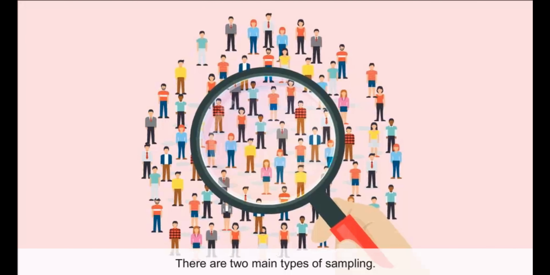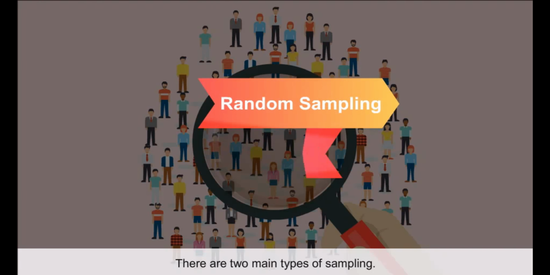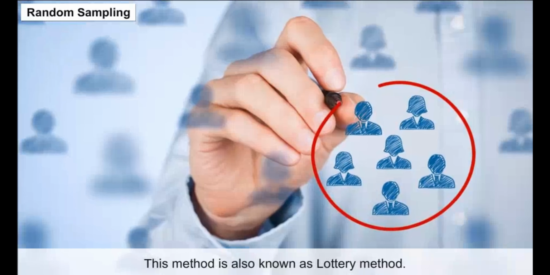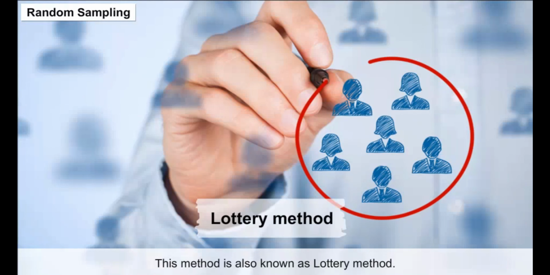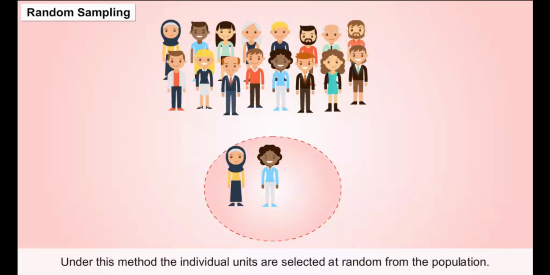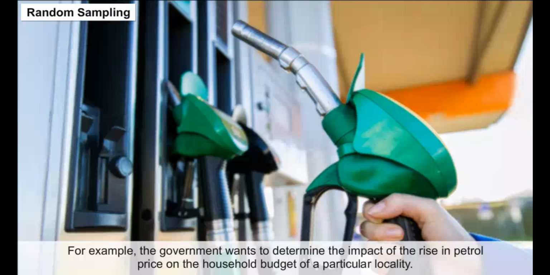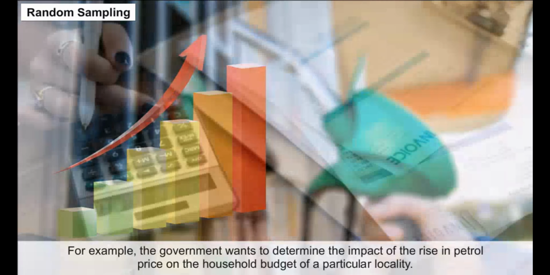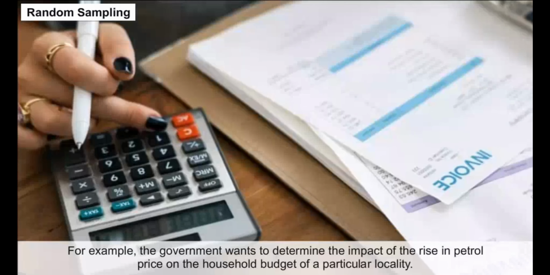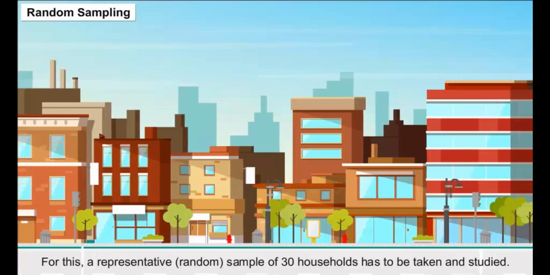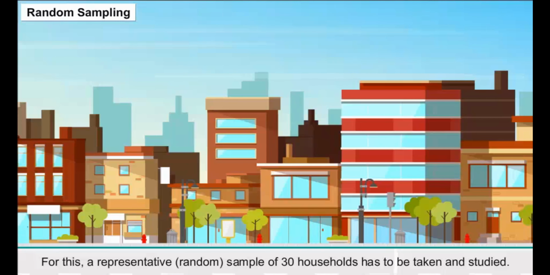Types of sampling. There are two main types of sampling: random sampling and non-random sampling. Random sampling. This method is also known as the lottery method. Under this method, the individual units are selected at random from the population. For example, the government wants to determine the impact of the rise in petrol price on the household budget of a particular locality. For this, a representative, random sample of 30 households has to be taken and studied.